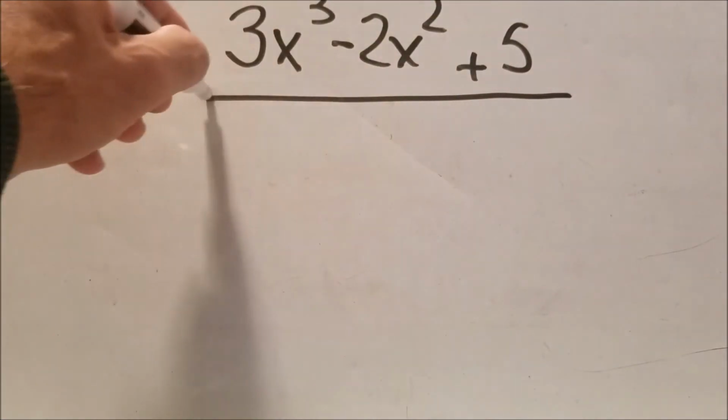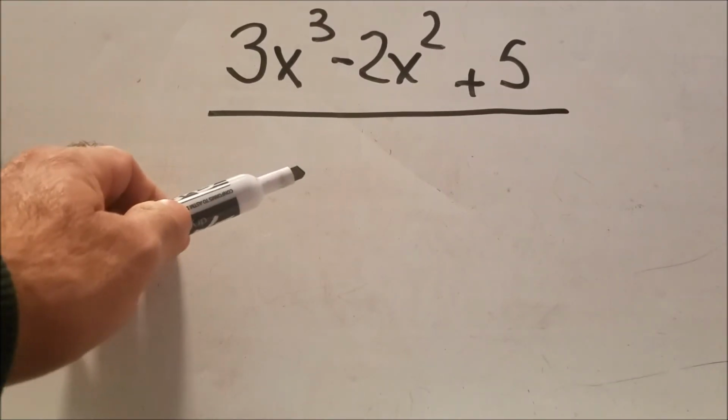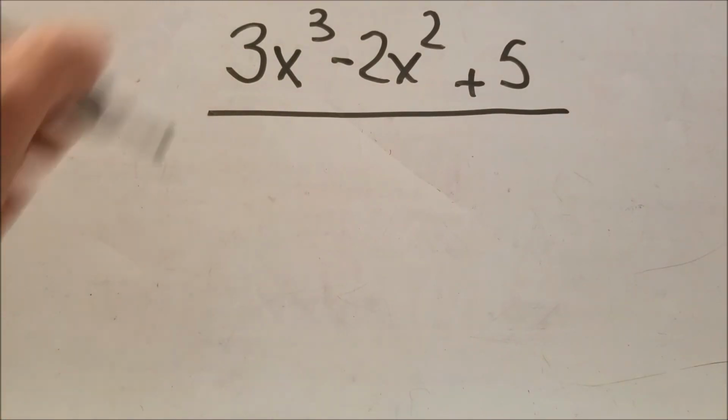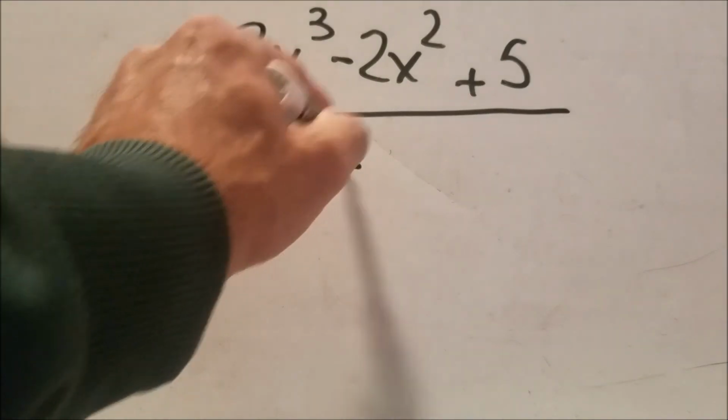Okay, let's look at something more challenging. Let's say we had a fraction, we had 3x cubed minus 2x squared plus 5. There's the numerator. Bring that up. And that's also the dividend. The numerator is the dividend. And then we had our denominator of x squared minus 1. That's the divisor.